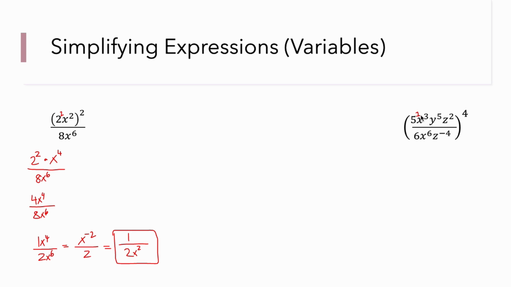So we distribute the 4 to even the constants again, and we get 5 to the 1st is equal to 5. 1 times 4 is equal to 4, so we have 5 to the 4th times x cubed. 3 times 4 is equal to 12, so x to the 12th times y to the 5th. 5 times 4 is equal to 20, so y to the 20th times z squared. 2 times 4 is equal to 8, so this is z to the 8th.